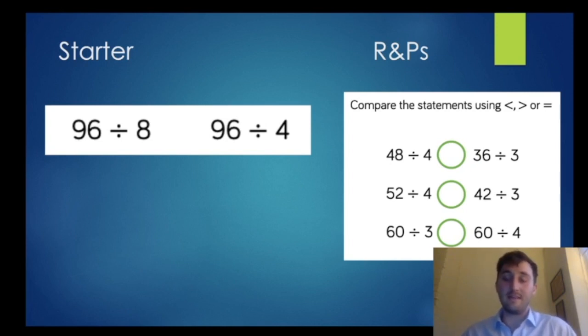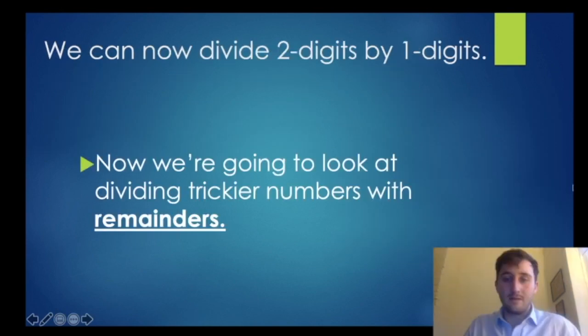So therefore, the symbol needs to go so that 13 is less than 14. And finally, 60 divided by 3, I know that is 20, and 60 divided by 4, well, I know that is 15. So therefore, 20 is greater than 15. So let's move on to our lesson.